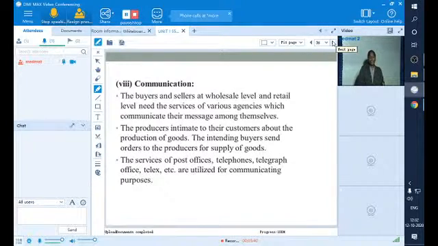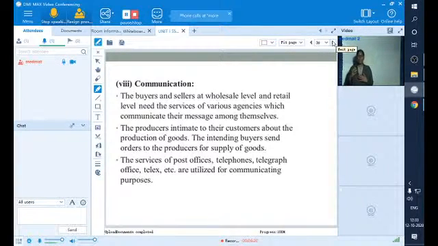And the eighth one, the last one, is communication. Here the buyer and the seller at the wholesale level and retail level need the services of various agencies which communicate their message among themselves. So they need some agencies to communicate the message between them. The producers intimate to their customers about the production of goods. The intending buyers will send orders to the producers for the supply of goods.